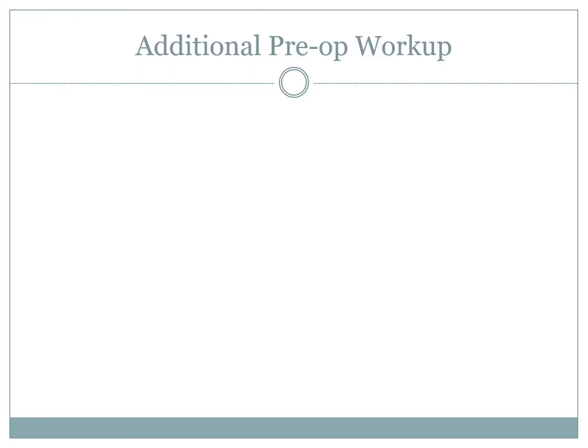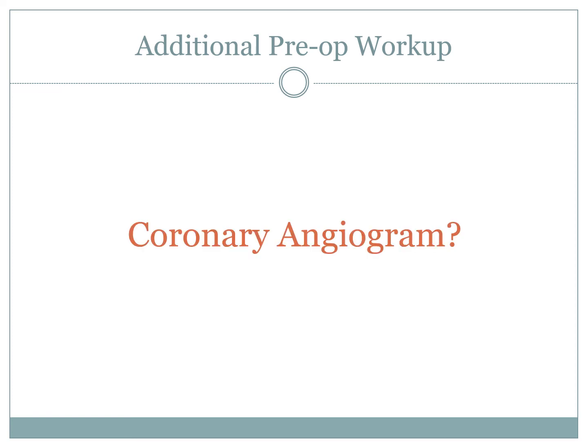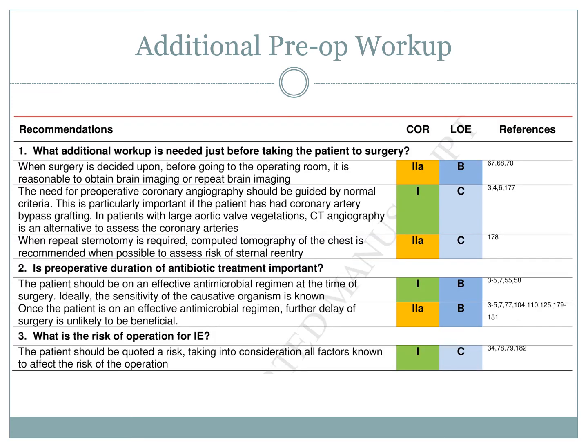Before taking anybody to the OR, you'll often be asked, is there any additional preoperative workup you would like prior to going to the operating room? The first question that you usually get is, would you like a coronary angiogram? The 2016 AATS guidelines provided some nice guidance on what you should do prior to taking somebody to surgery for infective endocarditis. As far as the coronary angiography goes, they should be guided by normal criteria.